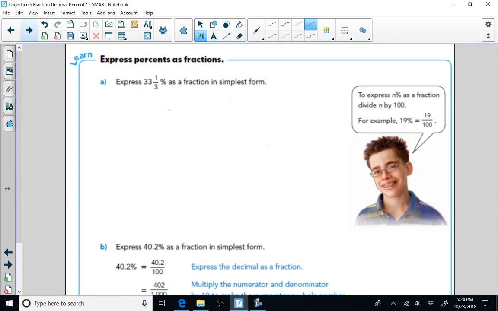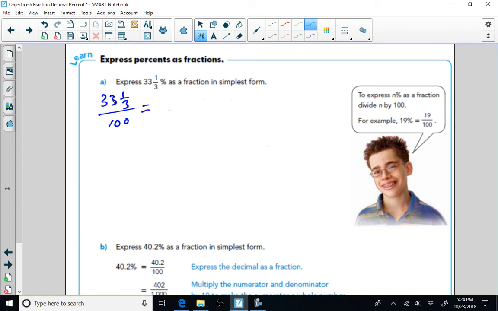Okay, we're going to finish up with something like this, 33 1/3 percent. I want to write it as a fraction in simplest form. My first step, just like with every percent we've given, we want to write the percent as a fraction over 100. So this is going to be 33 1/3 over 100. My next step is to write 33 1/3 as a mixed number.